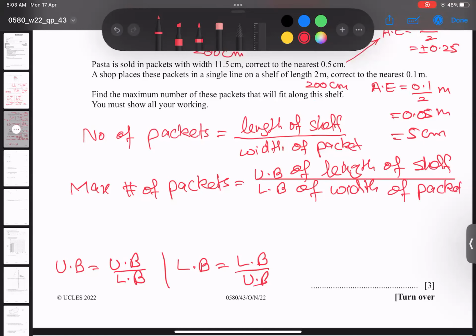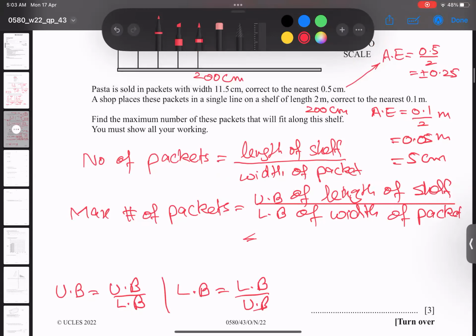I hope you got the point. So let's start. How do we get the upper bound? We get it from the length, 200 centimeters, plus 5. By adding, I get the upper bound, and 200 minus 5 gives the lower bound. But I need the upper bound.